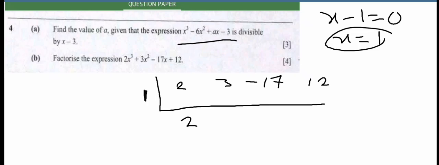Then this positive 1 multiplied by positive 2, what answer are we going to get here? It is going to be positive 2. So positive 2, we need to write it somewhere here. Then we add positive 3 plus 2.